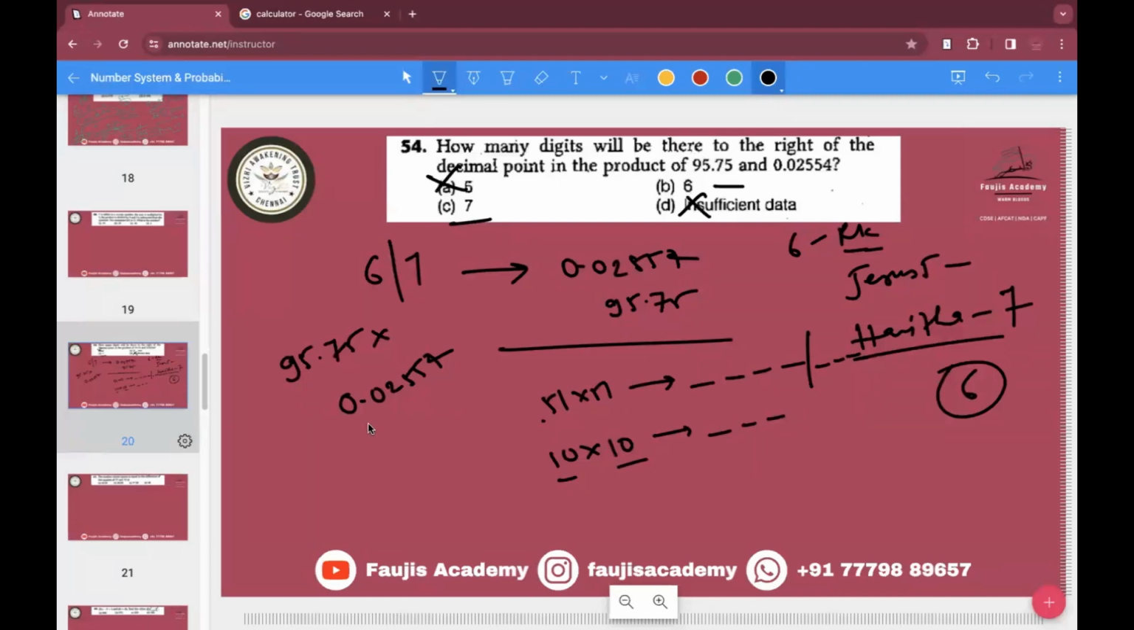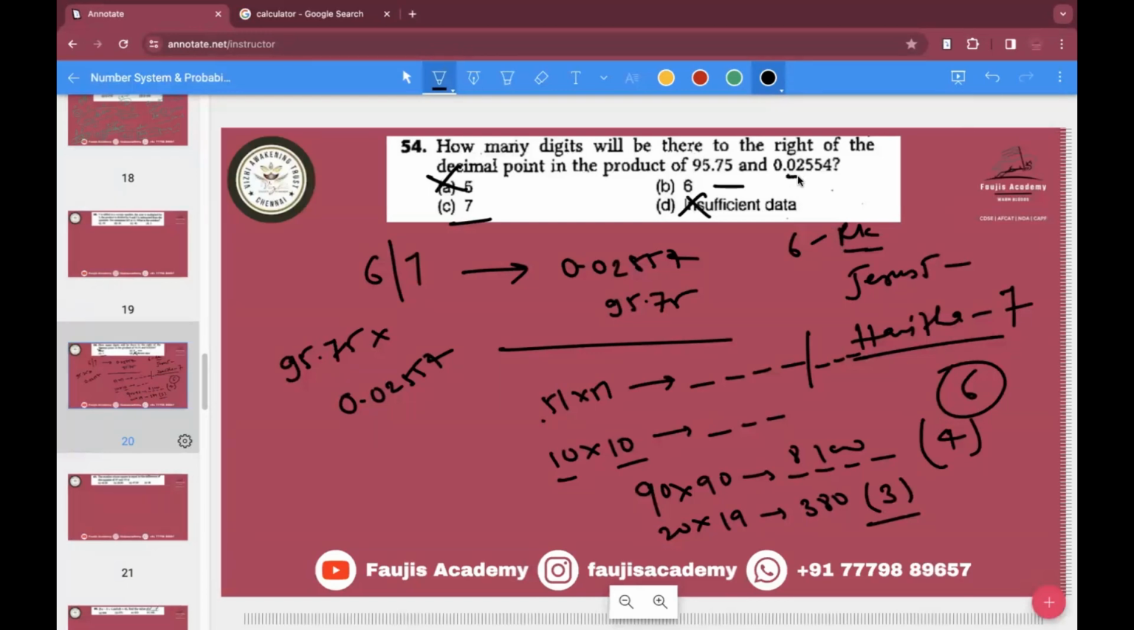Let's try to understand it this way, guys. What actually happens? Let's try to do 90 into 90. How much is that? It's 8100. How many digits? 4 digits. Let's do 20 into 19. How much is that? 380. How many digits? 3.